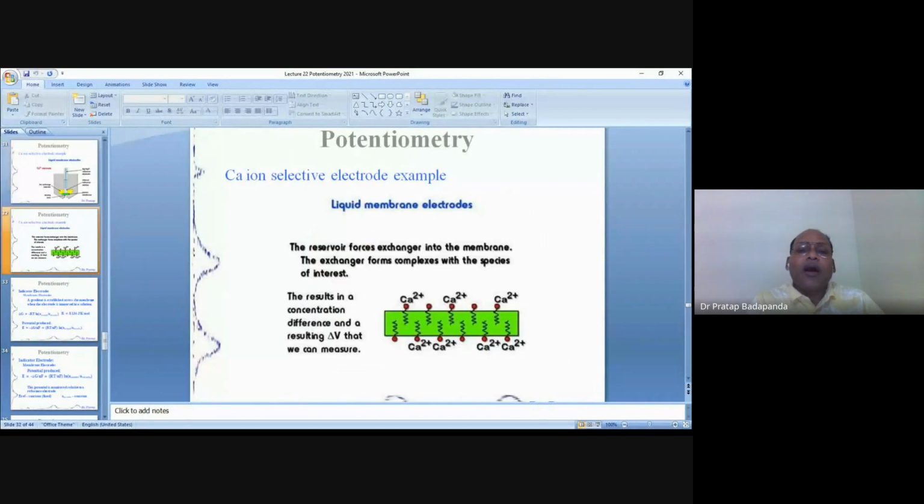Now coming to the calcium ion selective electrode, liquid membrane electrodes. See how the calcium ion from the reservoir is separated. The reservoir forces the exchanger into the membrane. The exchanger forms complexes with the species of interest. The result is a concentration difference and a resulting change in voltage that we can measure. This is how it happens.